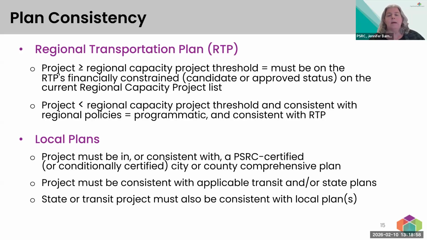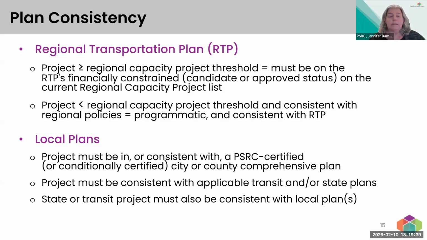I think we have fewer regional capacity projects in our review of TAP projects. The threshold is pretty high for a bicycle pedestrian project to be considered a regional capacity project, but that is something we need to check, and if it does meet the threshold, that it is on the list. For any project that doesn't meet the threshold, as long as the scope and the purpose of the project is consistent with our regional policies, we consider that programmatic, and even though it's not explicitly listed in the RTP, it is considered to be consistent with the RTP.